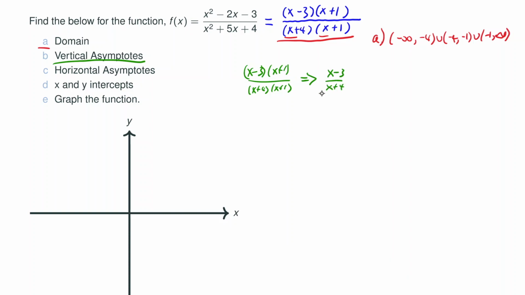And whatever makes this simplified term undefined, in this case negative 4, is a vertical asymptote. So you have only one vertical asymptote in this case, x equals negative 4. Again, this simplifying is just applicable for finding vertical asymptote. That's why we're finding domain first.